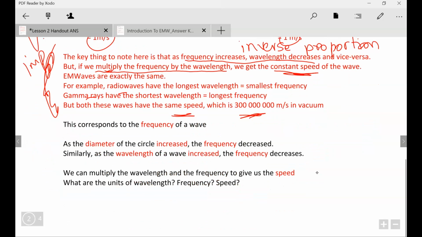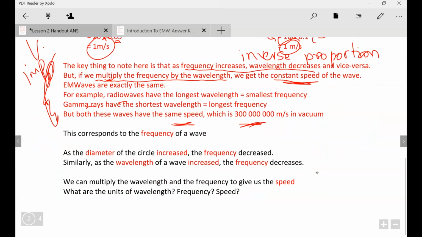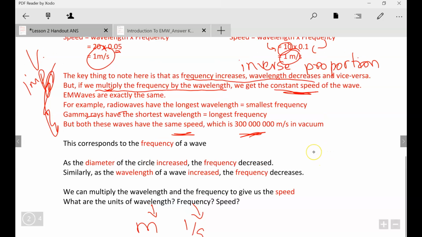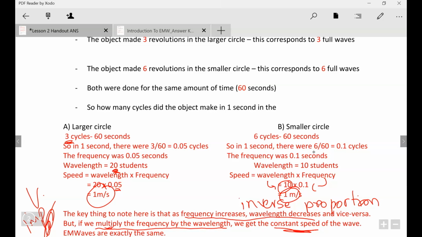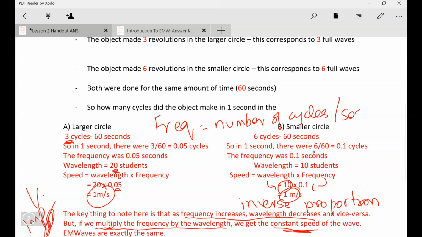Right? Units of wavelength: wavelength is a distance, so it's measured in meters. Frequency is measured in inverse seconds, so it's something per second, right? It's the number of cycles per second. That's also actually important. What is the definition of frequency? The definition of frequency is the number of cycles per second.